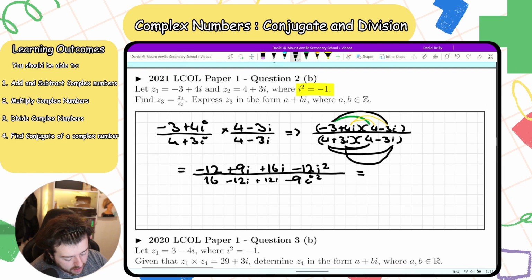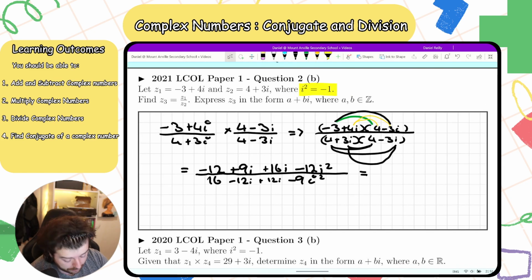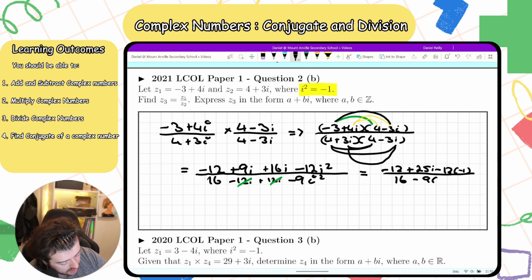Excuse me. So let's simplify the top. So I'm going to have here minus 12 plus 25i minus 12 times minus 1 all over my bottom here. See how the i's are going to cancel? I'm going to have 16 minus 9 times minus 1, because remember, i squared is minus 1.